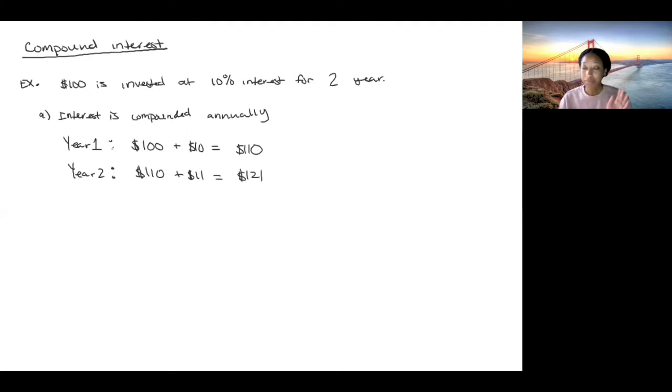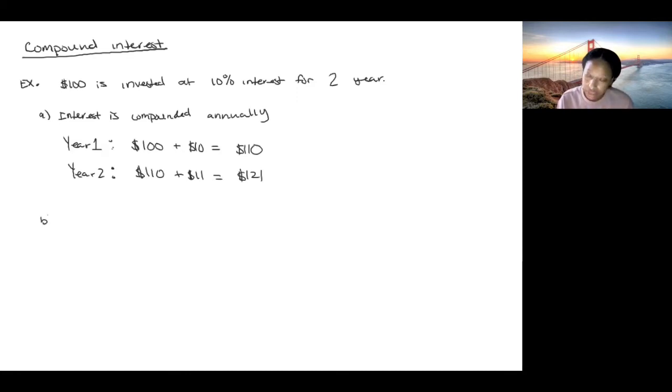All right. So one thing I want us to notice here is instead of just adding 10% or $10 every year that the money is in the account, with compound interest, not only do you earn interest on the amount that you invested, the $100, you also start earning interest on the interest that you earn. So it's compounding, building up over time. Okay. Now that's if we compound annually.